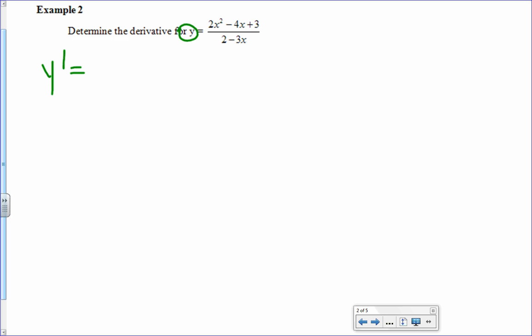Okay. So now let's do the other side. Okay. So this numerator is your f of x, or your u if you like to do it that way. And the denominator is your v, or your g of x if you like to do it that way. So what should I write down first if we're going to follow the rules?